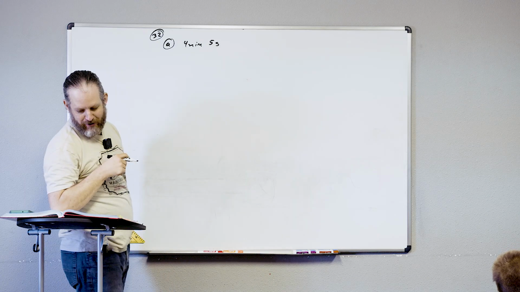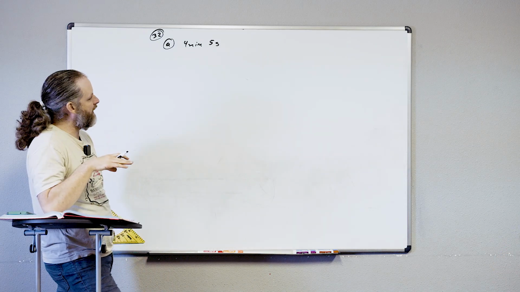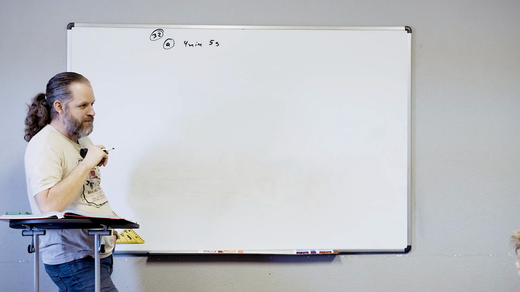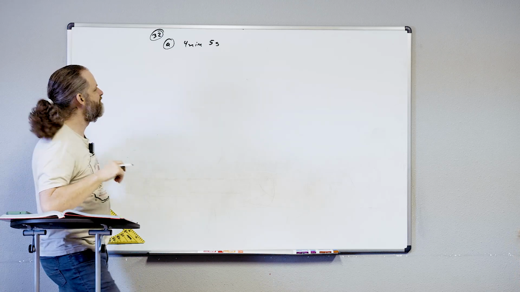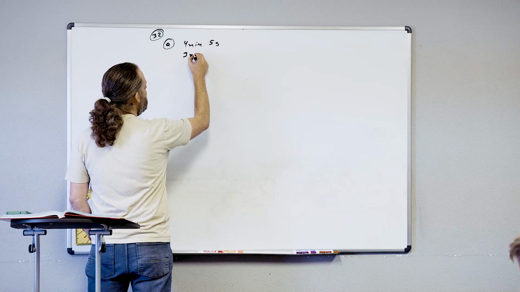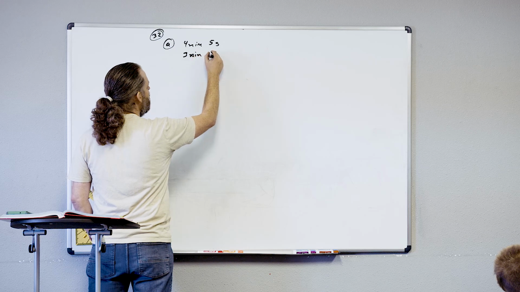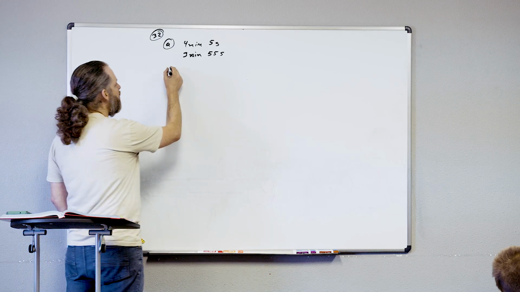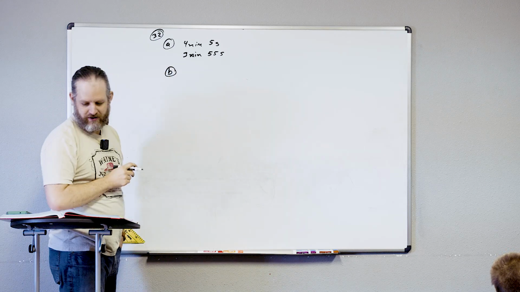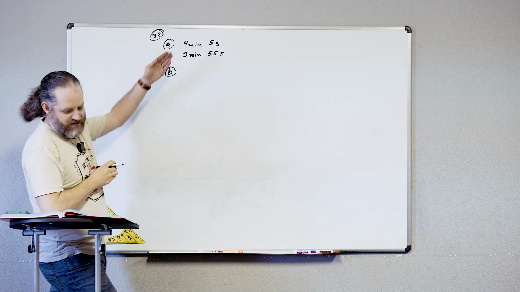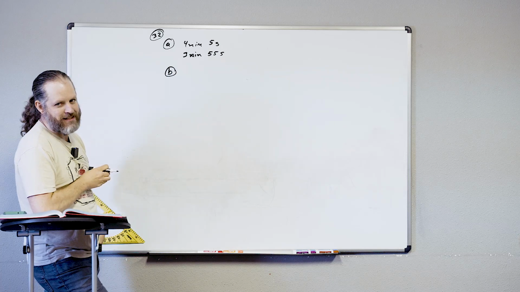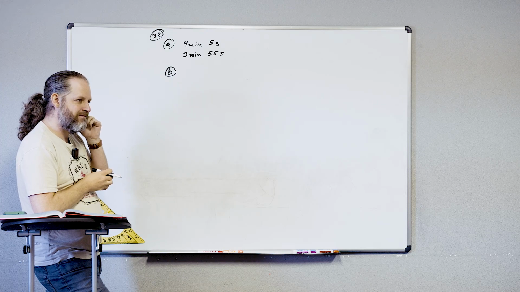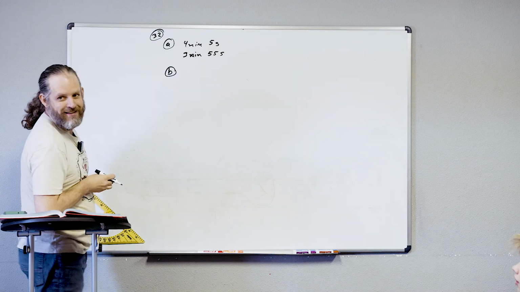And then also the smaller number, if we take away 5 seconds, what would we have left? 3 minutes and 55 seconds. And then part B asks to write these numbers, but in seconds. So how do we convert minutes to seconds? Do something with 60, for sure.